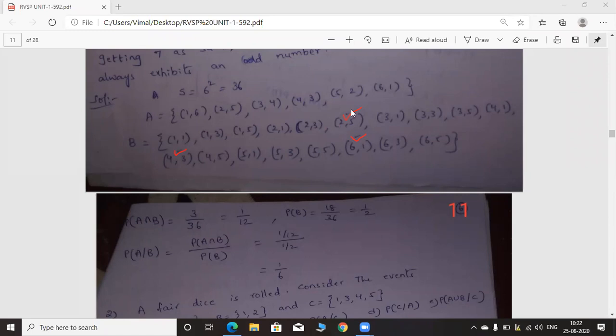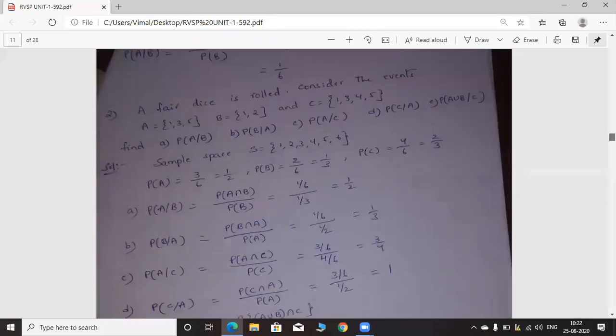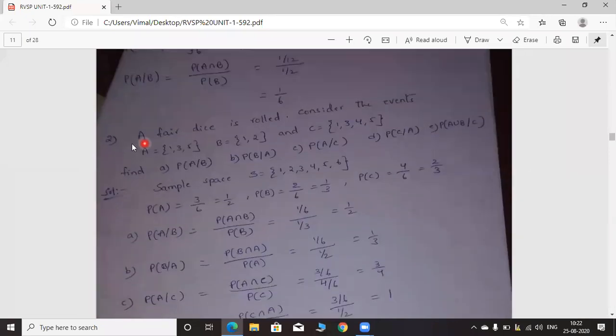You solved these problems in mathematics, but I am revising the concepts. Okay. So now let us move on to the next problem. Second problem. All of you see the second problem.